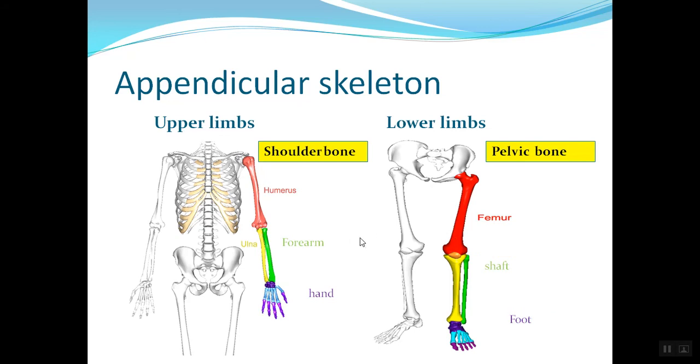Also, you have two lower limbs. Each one of them consists of the femur, shaft, and foot. Each limb is connected to the pelvic bone.